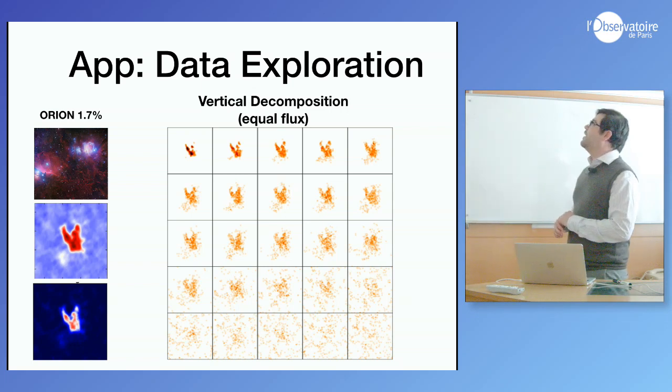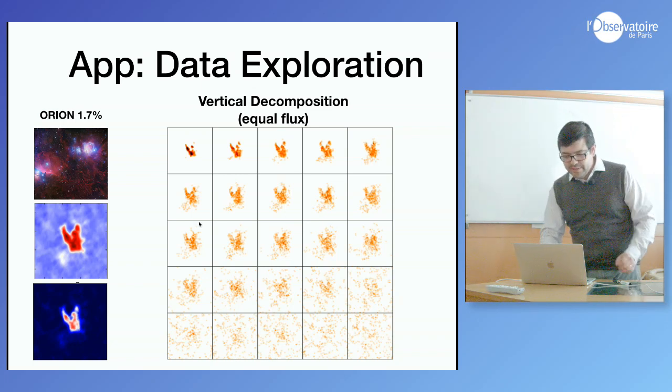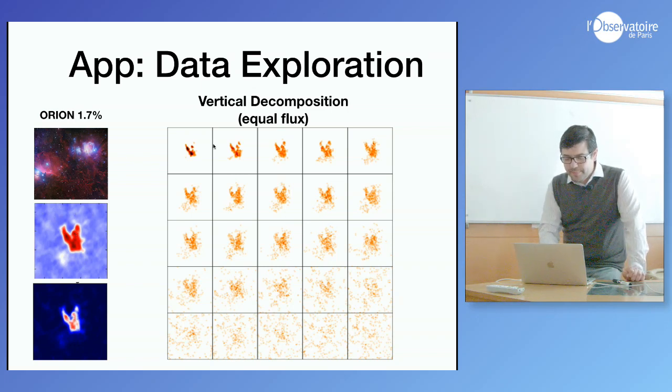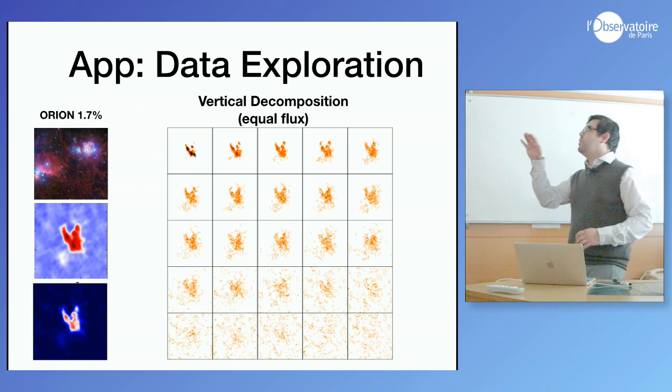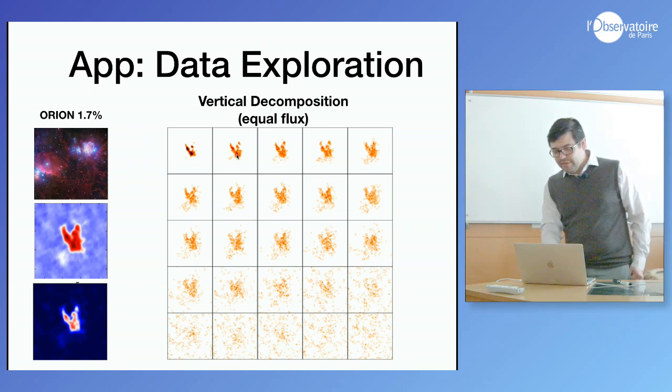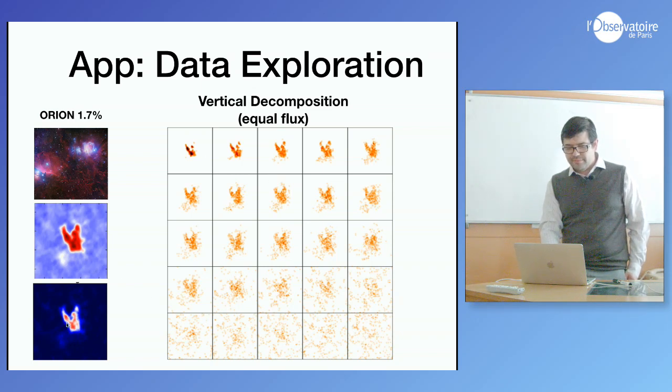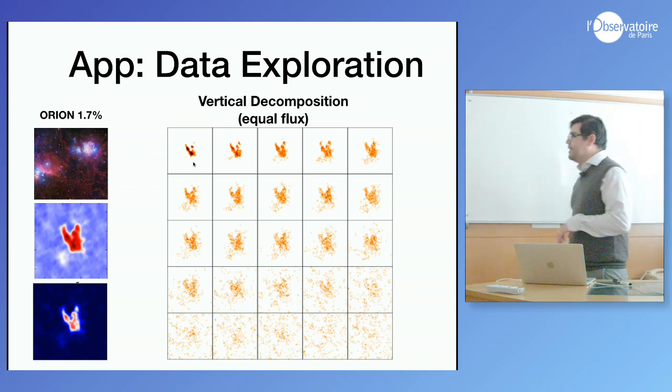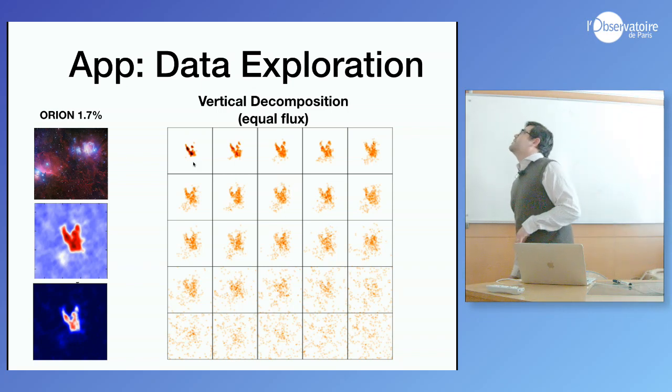For instance, here we have a vertical decomposition of equal flux to each of these images. We picked this original image. We have this compact representation of 1.7% of the original size, and then we just pick the top one Gaussian, the top one element, and produce this image. This image has the same flux as this other image, but a little bit more distributed. So if you sum all of these images, you will produce exactly the same function. This is very easy to do with this representation. That's what I call a vertical decomposition.